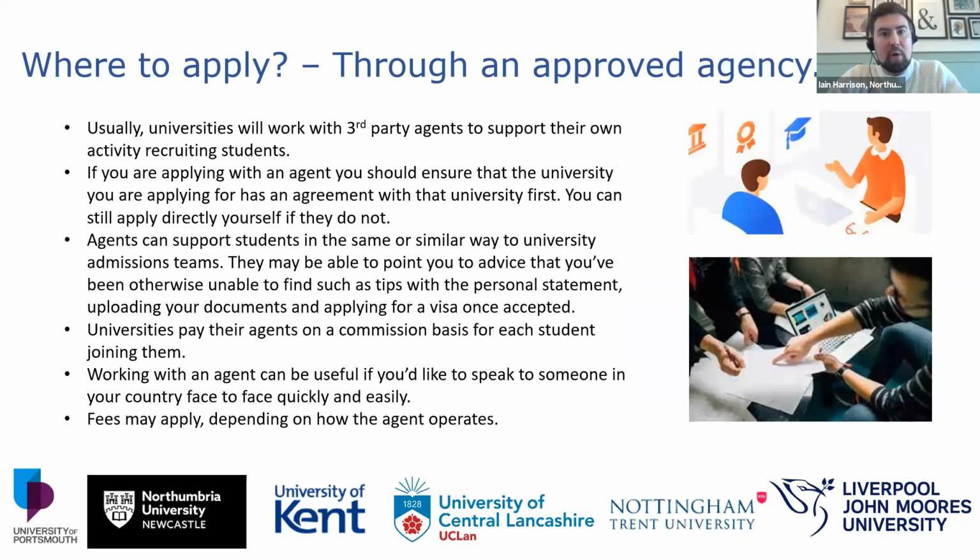The third method that I want to touch upon is applying through an approved agency. So usually universities will work with third-party agents to support their own recruitment activities in market. So for example, if one of our institutions cannot be within your country all the time, say I can't be in the KSA or I can't be in the UAE all of the time, we work with agents who represent us on our behalf to students that are applying from those countries.